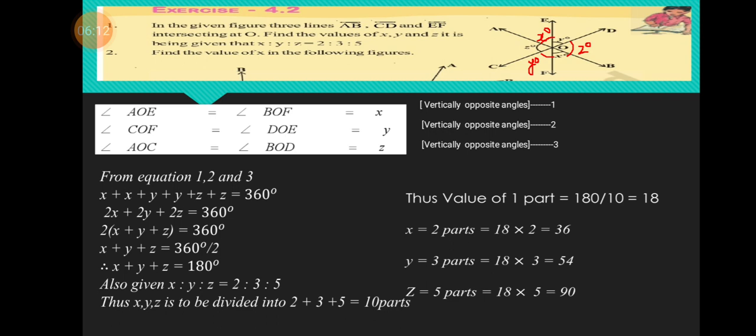So, we understand that we have used here three properties. One is vertically opposite angles, one is the sum of angles around a point, and the third one is ratio and proportion that you have been learning since your 6th class.